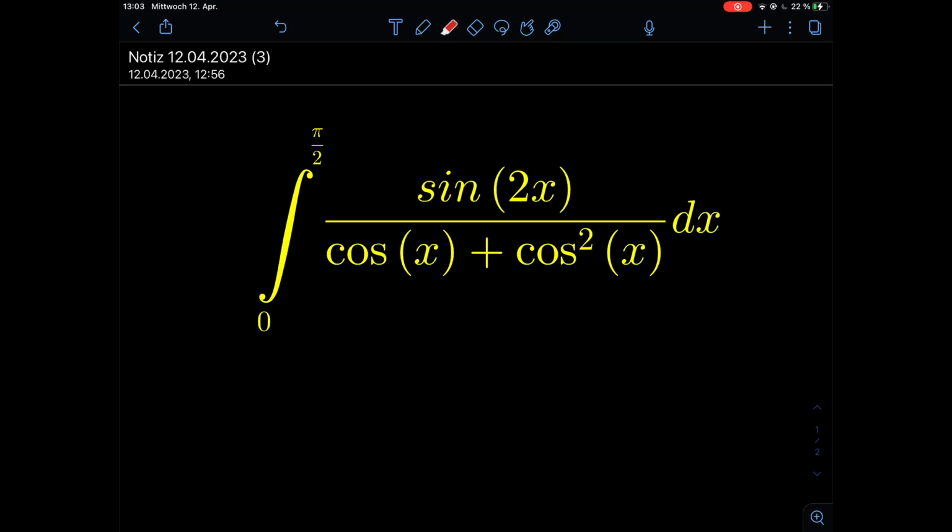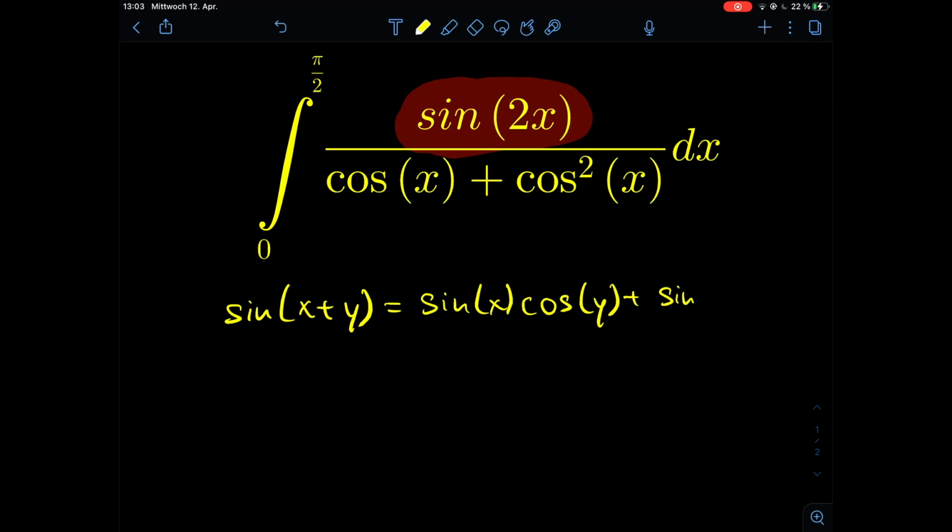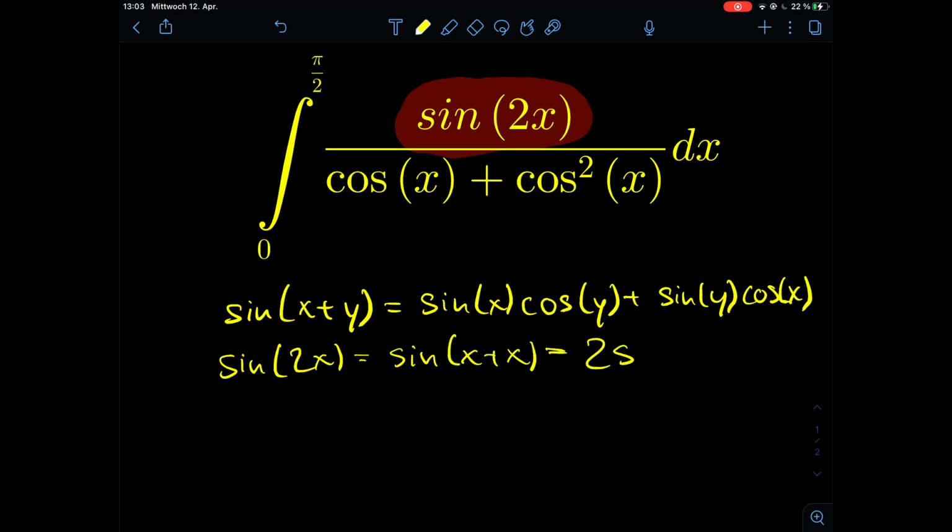at the integrand, because when we see this sine of 2x, we might think of an addition theorem first. If we remember the addition theorem for sine of x plus y, this would equal sine of x times cosine of y plus sine of y times cosine of x. So when we plug that in for sine of 2x, which is basically sine of x plus x, we get that this is equal to 2 times sine of x times cosine of x.